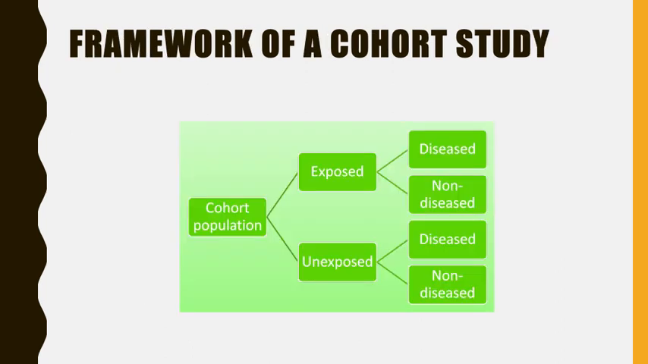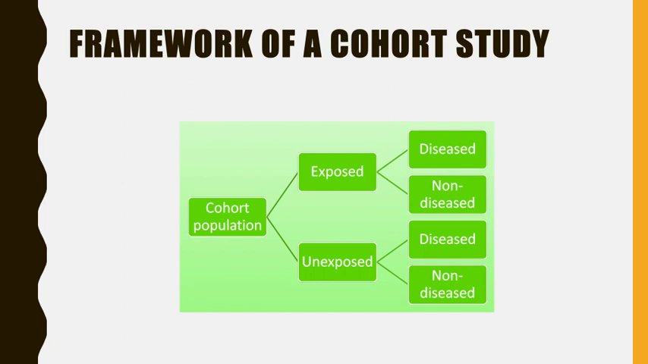So here's how it looks. You can see here's the cohort population. We divide them into exposed and unexposed, and then from the exposed group we look for the diseased and non-diseased individuals. Same thing with the unexposed group. We look at how many people developed the disease and how many people did not. Now, this can work with any type of exposure that we want to look at.